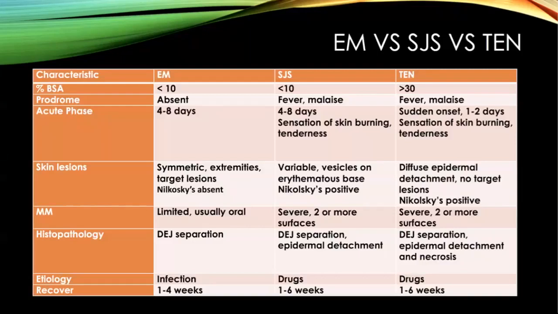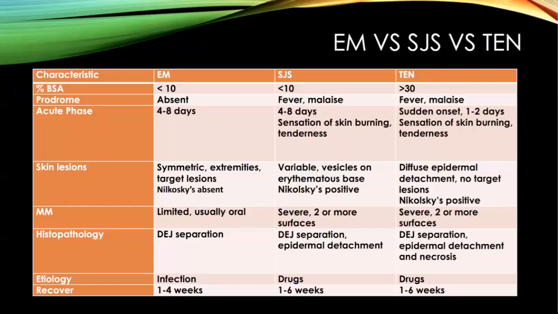So everyone sort of has their own chart that they think about when differentiating Stevens-Johnson's TEN versus erythema multiforme. This is my simplified chart. You may see various versions of this. You can actually break this down even further into erythema multiforme minor as well as major. There's also a Stevens-Johnson's-TEN overlap syndrome that's somewhere in between here. But this is my simplified way of looking at it.